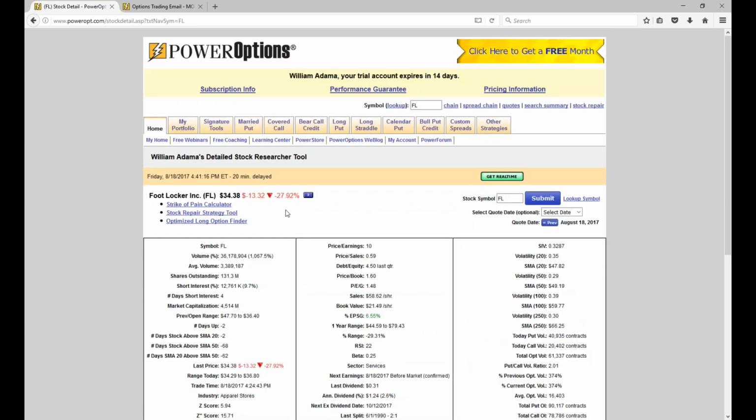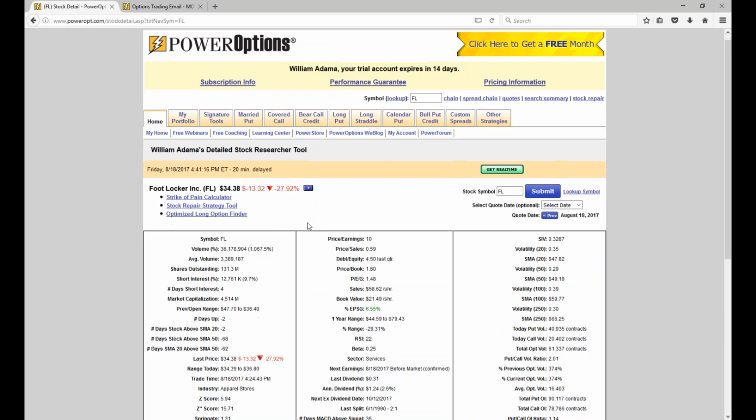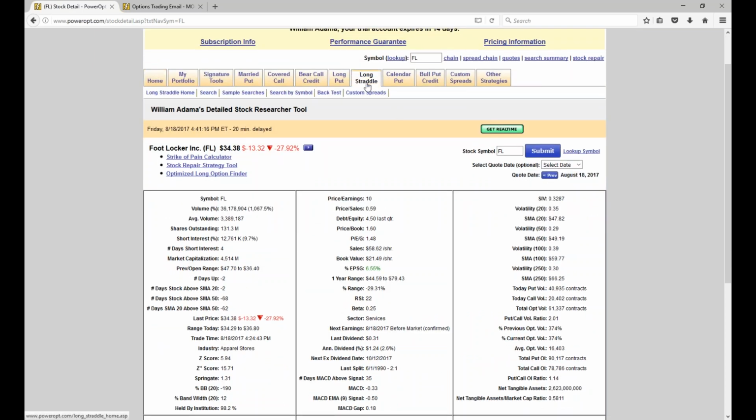15 points, yes. It was down about 28, 29%, Foot Locker. I didn't trade this one. I traded a long straddle on Foot Locker last earnings cycle that was successful, but man, I did not think that this was going to have a 28% drop.